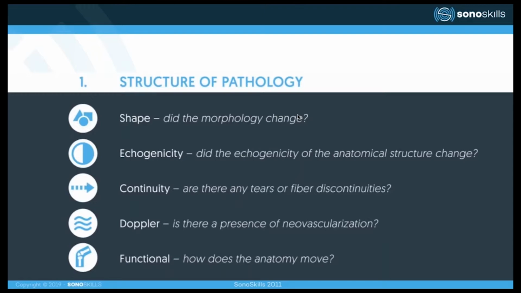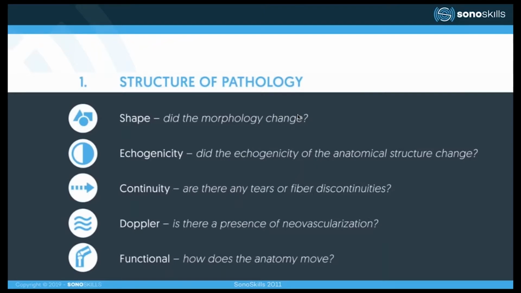First, the shape. Did the morphology change? For example, has a tendon increased in thickness or maybe decreased in thickness? We are going to look at the echogenicity. Is the echogenicity different? Is it more hyperechoic or more hypoechoic? Which tells you also a little bit about the quality of the tendon or about the anatomical tissue. Then the third checkpoint is, how is the continuity? Are there any tears or fiber discontinuities? Is there a partial tear, a full thickness tear, or a complete tear?